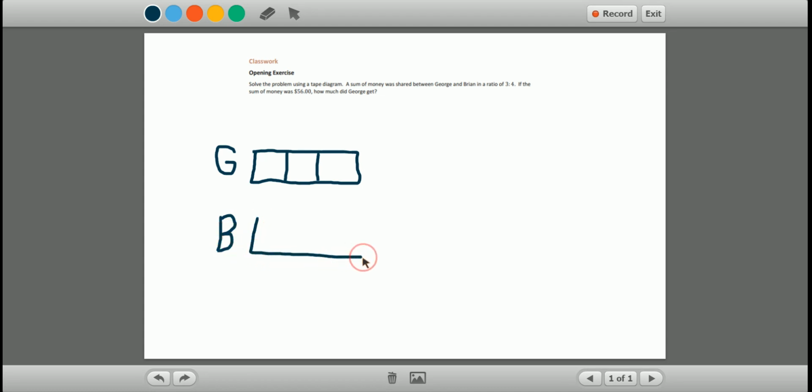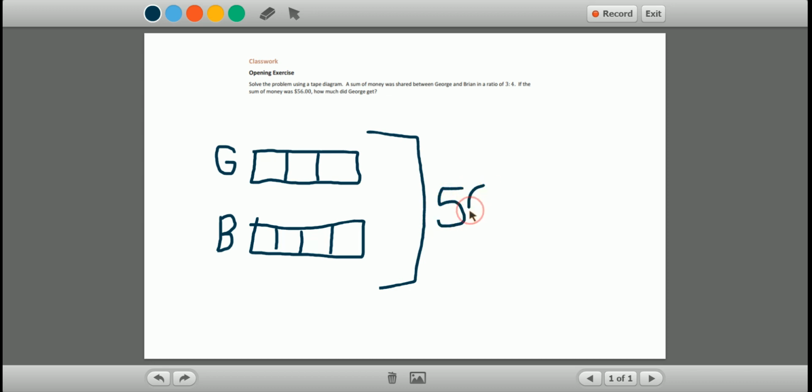And between the both of them, the sum, remember, when we are dealing with sum, it is the answer to an addition problem. So between the two of them, this should all equal $56. The original question's asking, what did George get? I want to know exactly what George has.